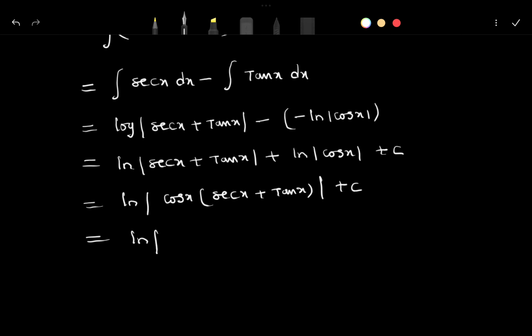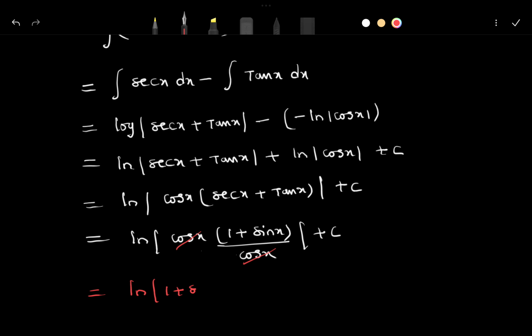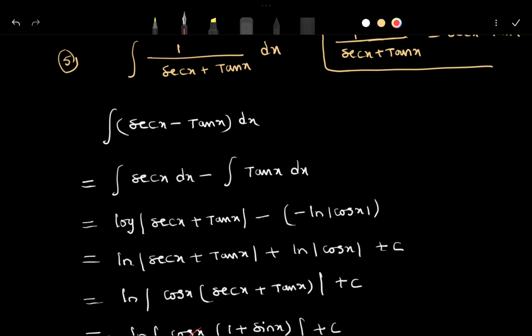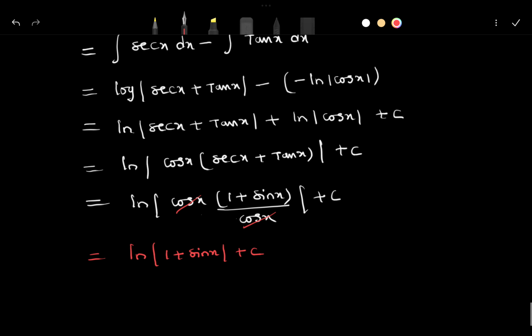Now inside, you can calculate this value. This will be ln of cos x into 1 plus sin x by cos x. Here cos x and cos x will cancel. Now the result will be ln of 1 plus sin x plus c. So your final result is the integration of 1 by secant x plus tan x. Similarly, 1 by secant x minus tan x you can also proceed in the same way, right?